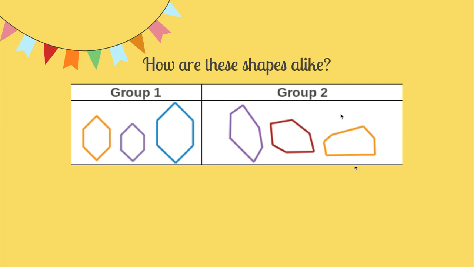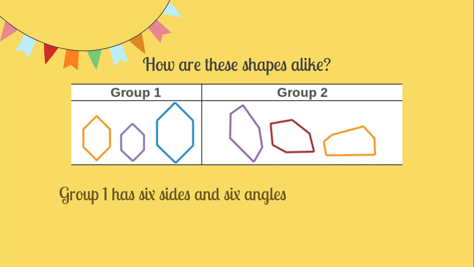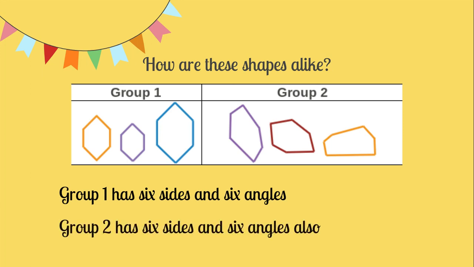Let's see if that's true about the shapes in group 2. 1, 2, 3, 4, 5, 6. Oh, okay, that's a similarity. Let's check the red shape and the yellow shape. 1, 2, 3, 4, 5, 6. Okay, and then the yellow shape. 1, 2, 3, 4, 5, 6. We can't forget to count this little guy and this little guy. Even though they're small, they still count as sides. All right, so Group 1 has 6 sides and 6 angles, and Group 2 has 6 sides and 6 angles also. So that's how the two groups are the same.